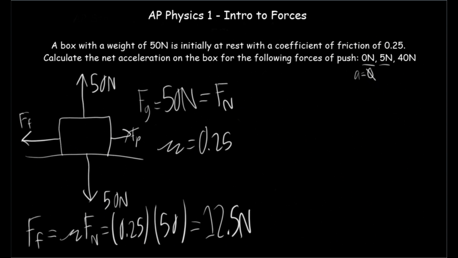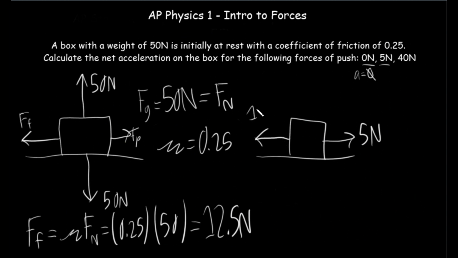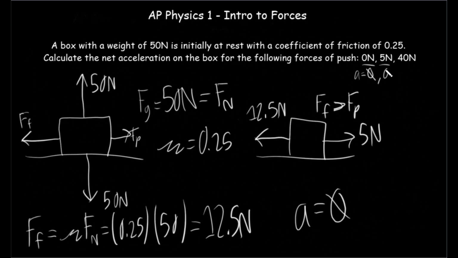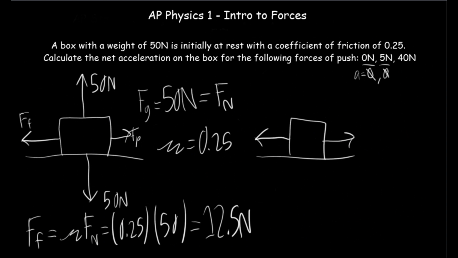Now let's solve for 5 newtons. For 5 newtons of push, if you diagram this, we've already solved for everything else here, so we just need to diagram this basically. Again, you can see that the force of friction is greater than the force of push. So, again, the acceleration would equal 0. So there's no movement. We don't need to erase that. We're going to be diagramming this anyway.